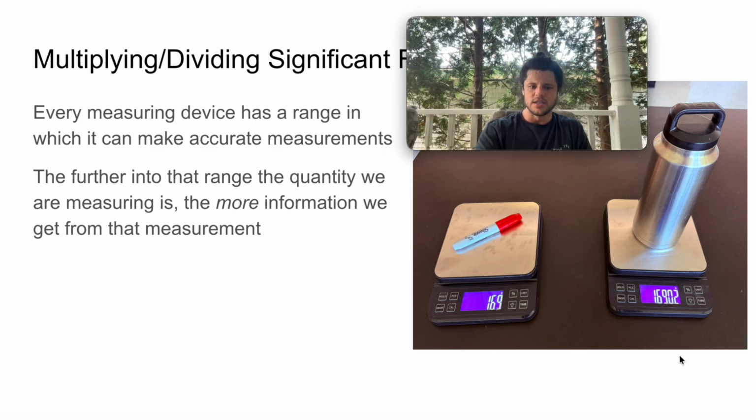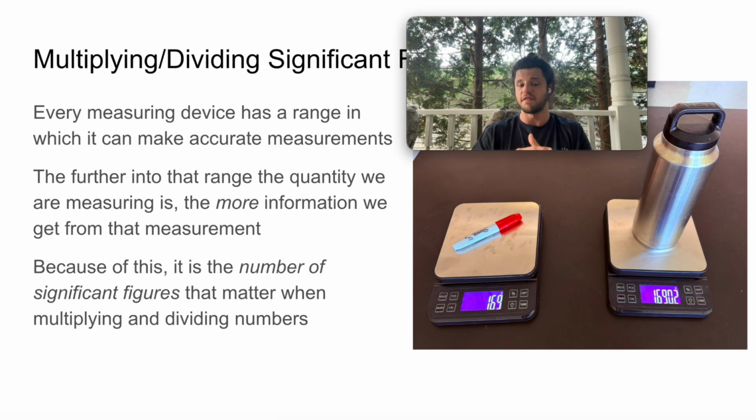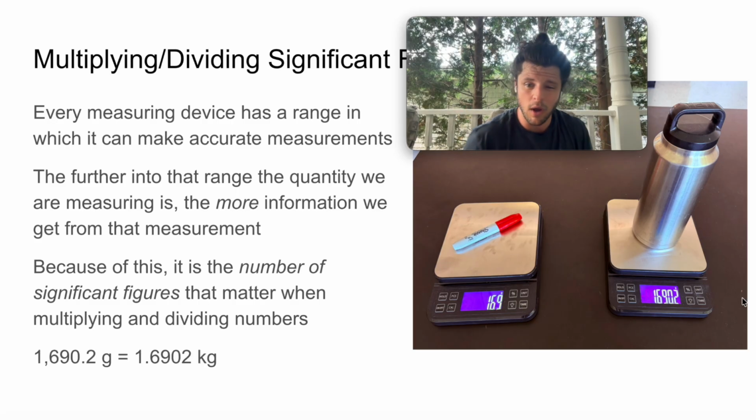And it is for that reason that it is the number of significant figures that matter when we're multiplying and dividing numbers. Another reason why: if we think about 1,690.2 grams, that's the same thing as 1.6902 kilograms, right? So we can shift around the place value depending on how we're expressing this number within the metric system. And so the place value actually doesn't matter all that much when we're thinking about multiplying and dividing. Whereas when we add and subtract, we always need things to be in the exact same units so that their place values do line up.